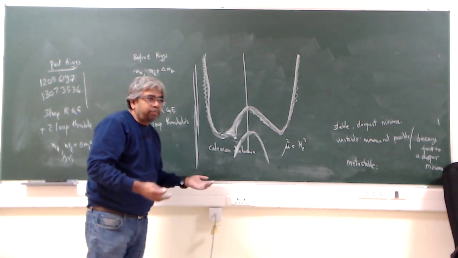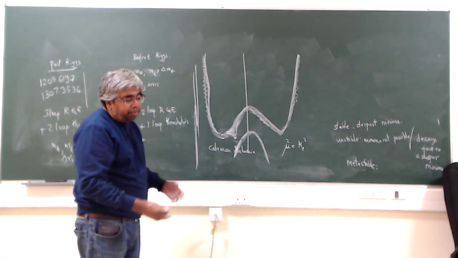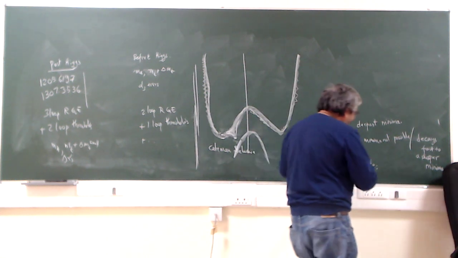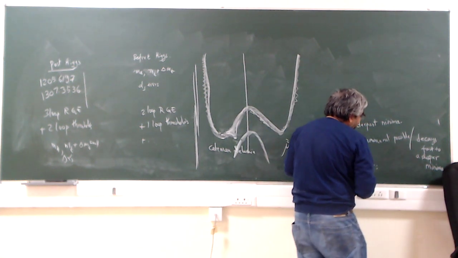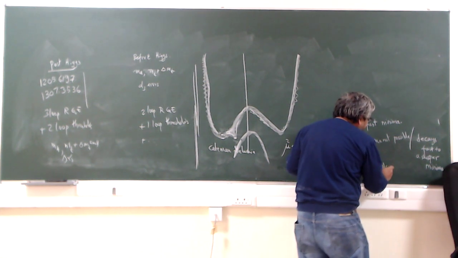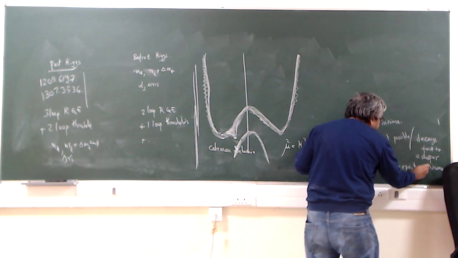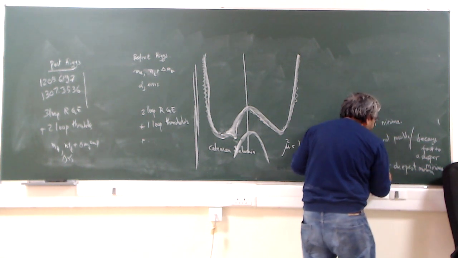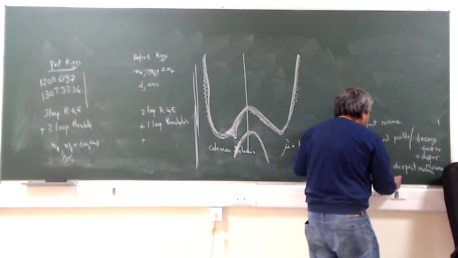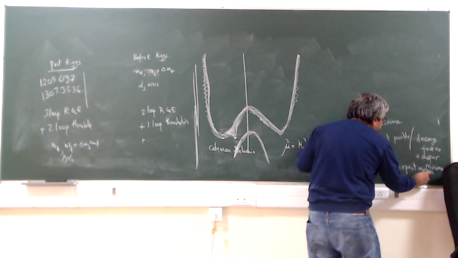Because the lifetime of the universe is 14 billion years, or however many seconds you want in terms of this thing. Okay? Metastable is not the deepest minimum, but the lifetime is much, much greater than the age of the universe.